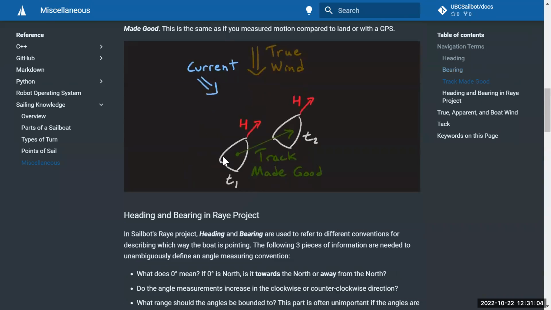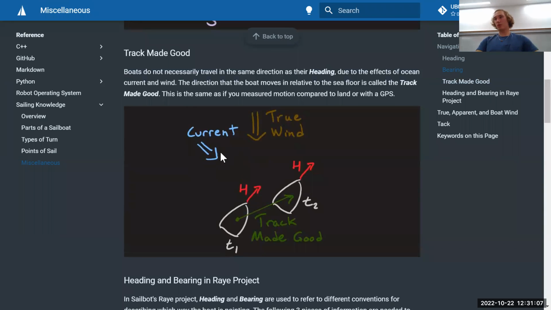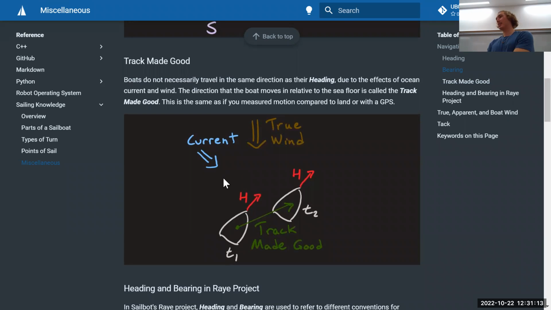Okay, thanks. Track made good. I think this is more important for pathfinding specifically. The heading is the direction the boat's pointing in, which is not necessarily the same as the direction the boat travels compared to the seafloor, for example. If there's current and the boat gets blown a little downwind, then if it just went in the direction of its heading, it would end up here somewhere, but because of the current it'll end up down here. So it's a good idea for us to keep track of the difference. And Patrick recently made a big effort for us to use track made good instead of just heading.